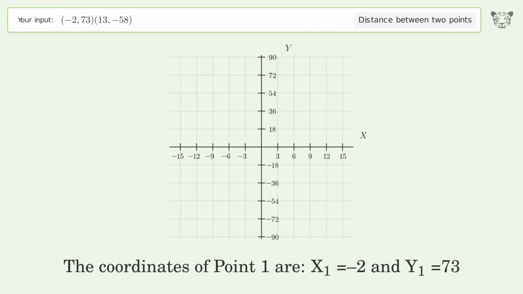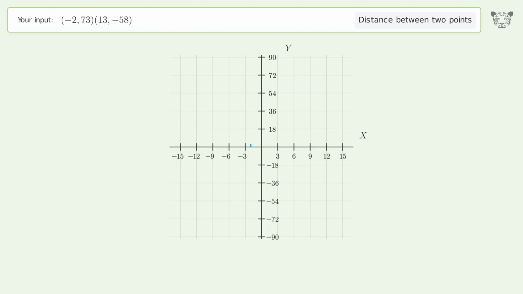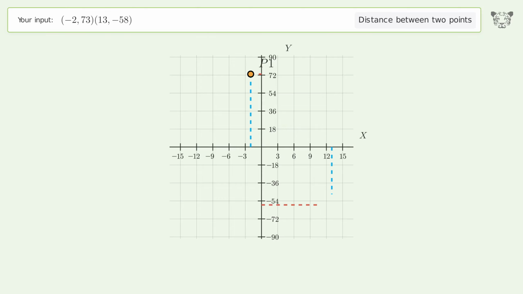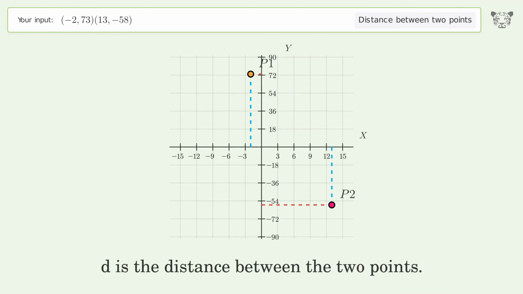The coordinates of point 1 are x1 equals -2 and y1 equals 73. The coordinates of point 2 are x2 equals 13 and y2 equals -58. D is the distance between the 2 points.